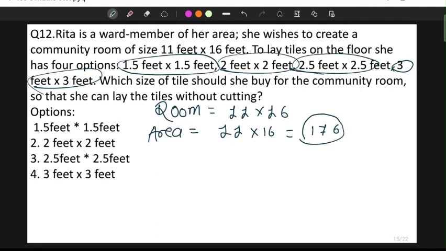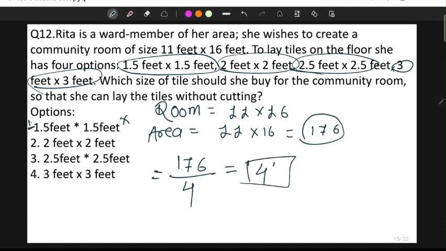So what we are going to do here is simply divide the area by each of the given options. What does it mean? 176 divided by 1.5 into 1.5. The answer is going to come in points again, so this cannot be the answer. Divide 176 by 2 into 2, it means divided by 4. 2 into 2 gives me 4. So the answer is going to come in complete whole numbers. So this is the correct answer.